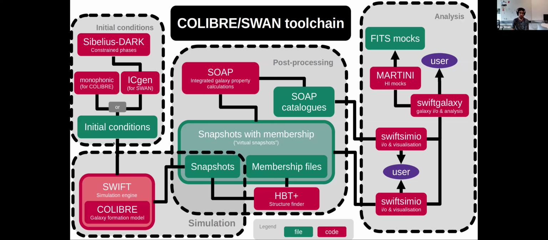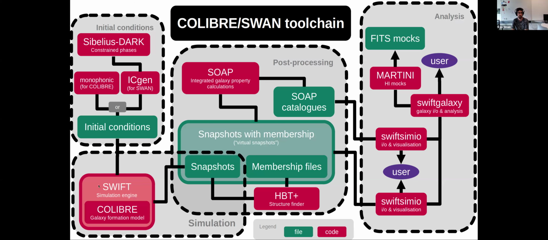That goes into some kind of simulation engine code. So this lower left area is where the actual simulation happens. In this case, the simulation code is called Swift. And this particular project, we're using a galaxy formation model called Colibri, which is implemented in that code.